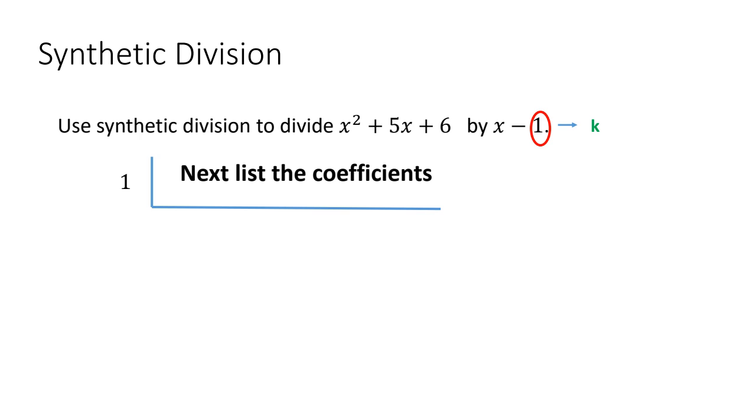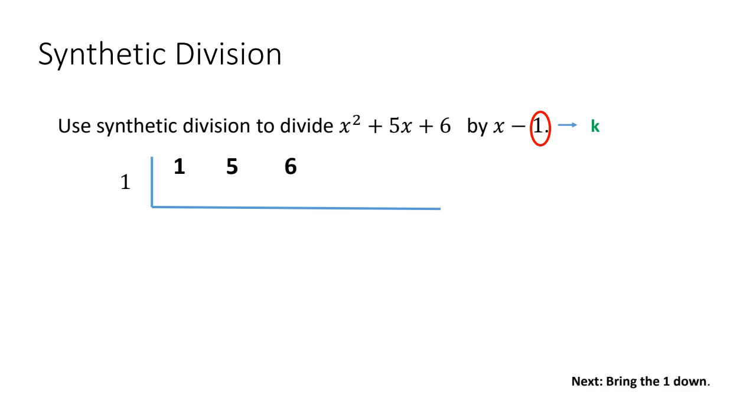The next thing I do is I'm going to list the coefficients. So all I'm putting are the coefficients. My coefficient here for the x squared, we don't have the number here, but we know that there's 1 x squared. So that goes 1. Then we have a 5, and then we have a 6. 6 was my last one, my constant. Now I'm ready to do the synthetic division.